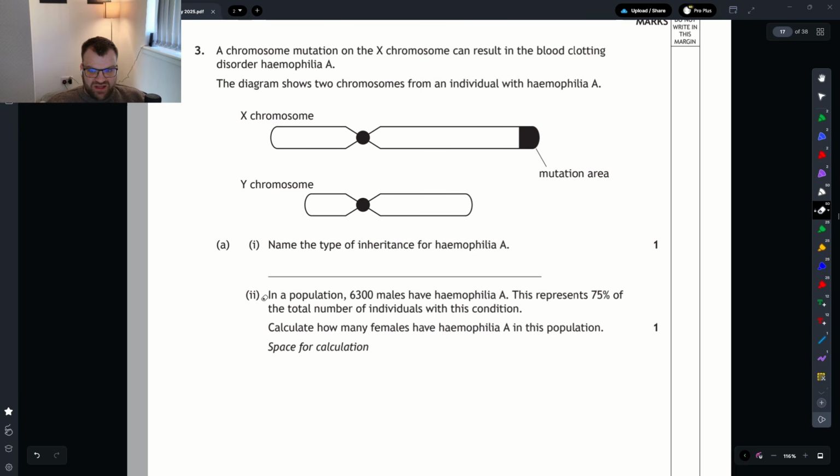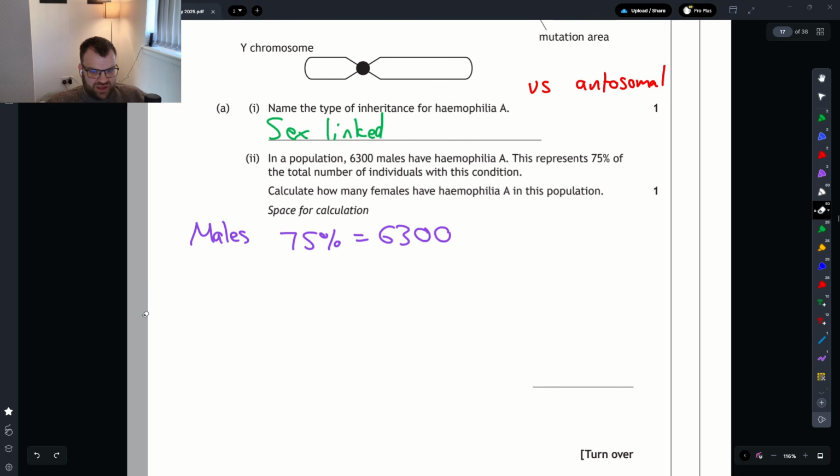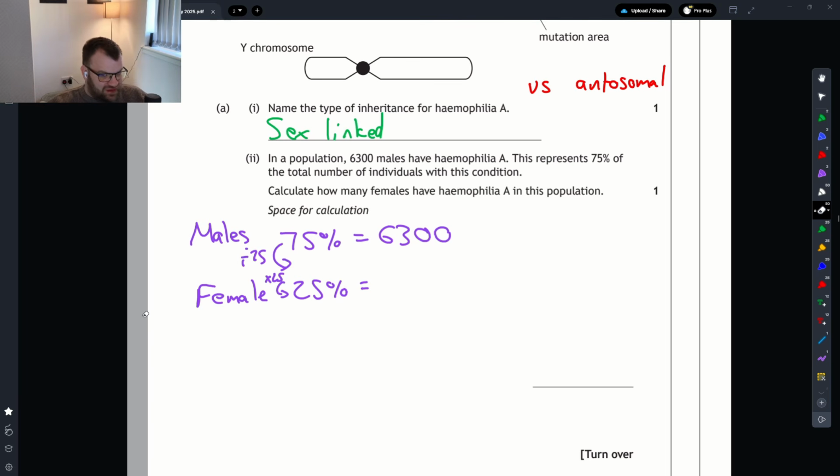In this next one, we're asked about the inheritance that's happening here. In this one, we're asked about the type of inheritance for haemophilia A. We can see it's on the X chromosome, not the Y. That means it's going to be sex-linked as opposed to autosomal. We're then told that 6,300 males have the condition, which is 75% of the total individuals. What I would probably do here then is, well, the females who have it will be the other 25%. And if we look there, well, we could scale from 75 down to 25 reasonably easily. You could divide it by 3, or you could divide by 75 times by 25. Either way, you're still going to get 2100.